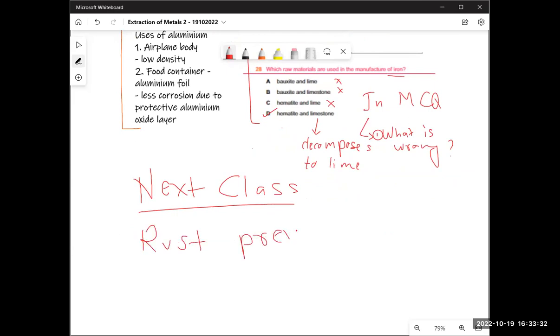That's all. Rust prevention. Now, what are we doing next class? Safa. Rust revision. Rust prevention. Fine.